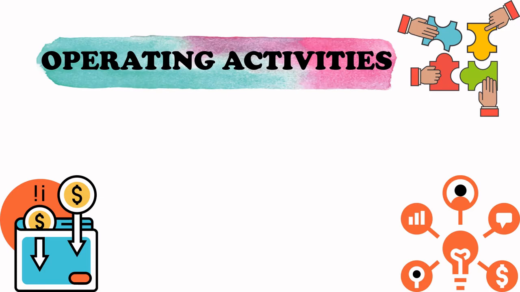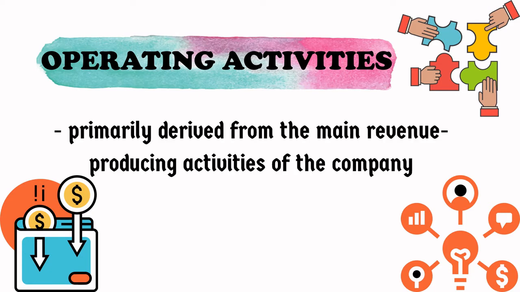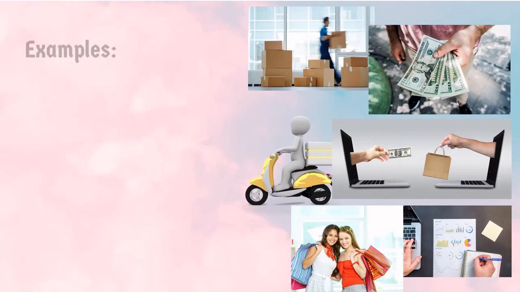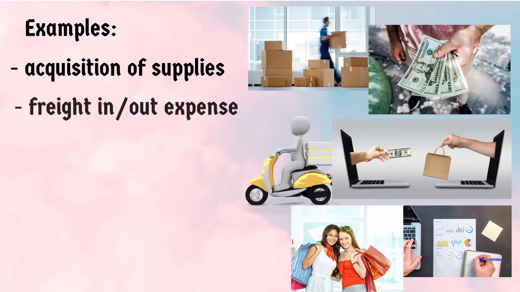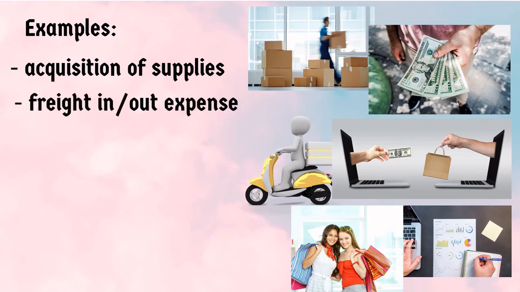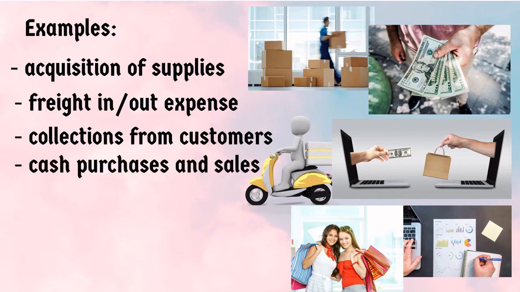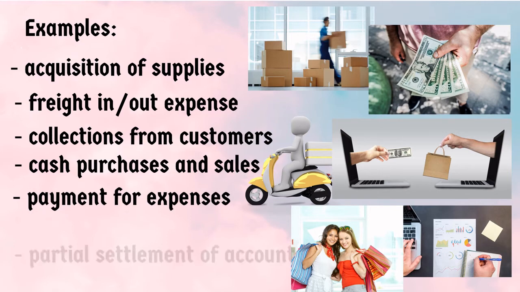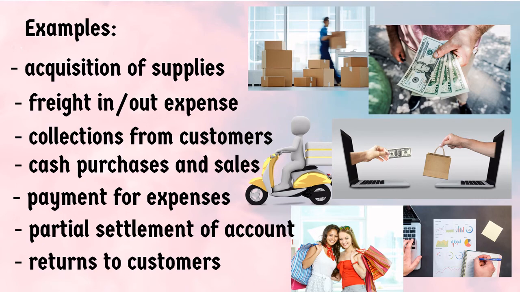The first section is the operating activities. These are transactions primarily derived from the main revenue-producing activities of the company. Ang examples niyan ay acquisition of supplies, freight in expense and freight out expense, collections from customers, cash purchases and sales, payment for expenses, partial settlement of account, and returns to customers.